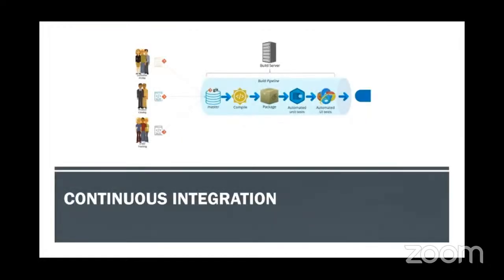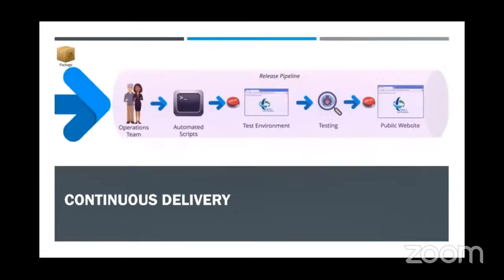Now, this series of steps which we just saw is called continuous integration, wherein all of these steps are automatically executed by the build server. The code, right from the time it is checked in until the time it is unit tested and packaged, is called continuous integration. After continuous integration, we have to take this artifact and get it deployed onto various servers.